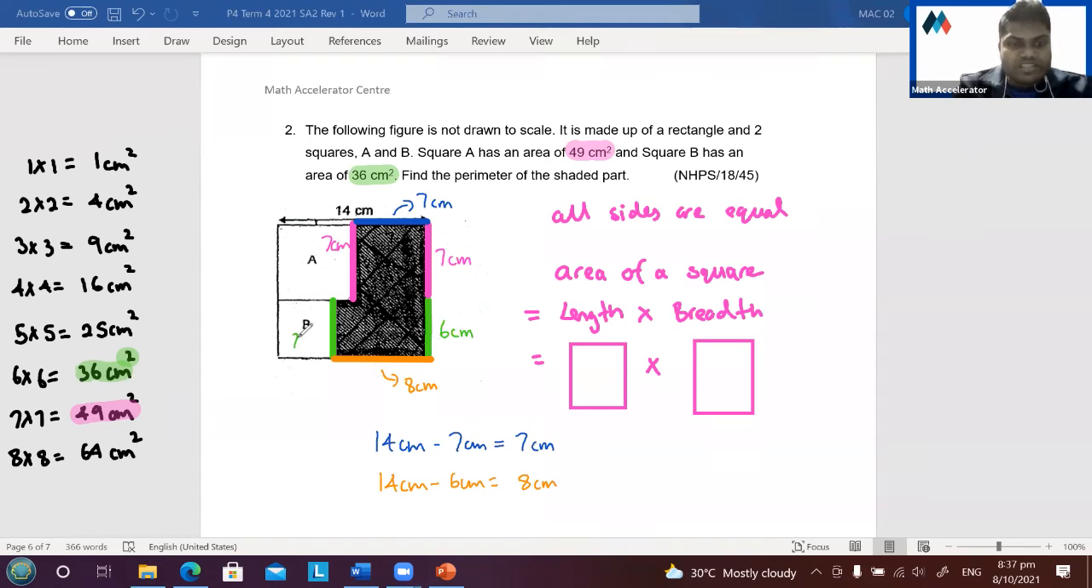Okay, so now can you guys go and calculate what's the perimeter now and let me know in the chat? Give you all the details here, go and find the perimeter. Oops. Apologies. This one is 6 cm.